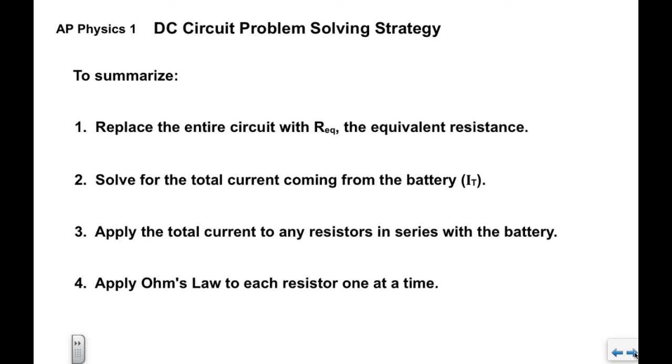Okay, to summarize, first we replace the entire circuit with our equivalent using whatever combination of series and parallel rules we need. We then use that equivalent resistance and the total voltage from the battery to determine the total current coming from the battery. We then look for any resistors that may be in series with the battery, in which case they get the total current. And then 4, we apply Ohm's law to each resistor in the circuit one at a time.